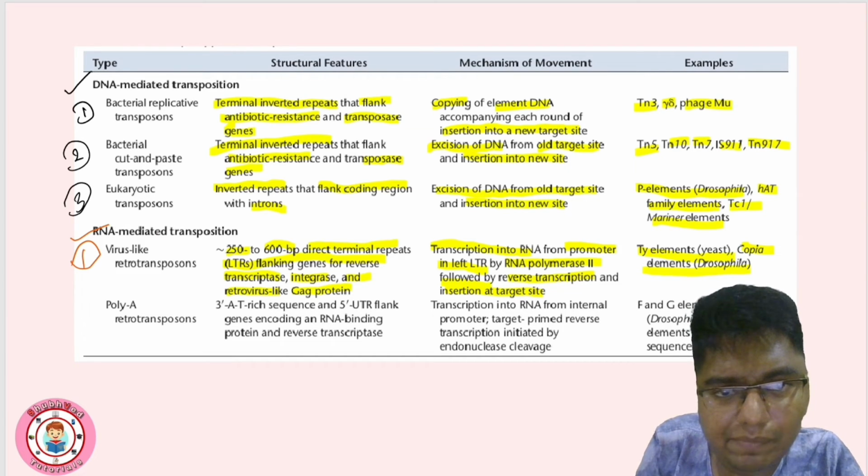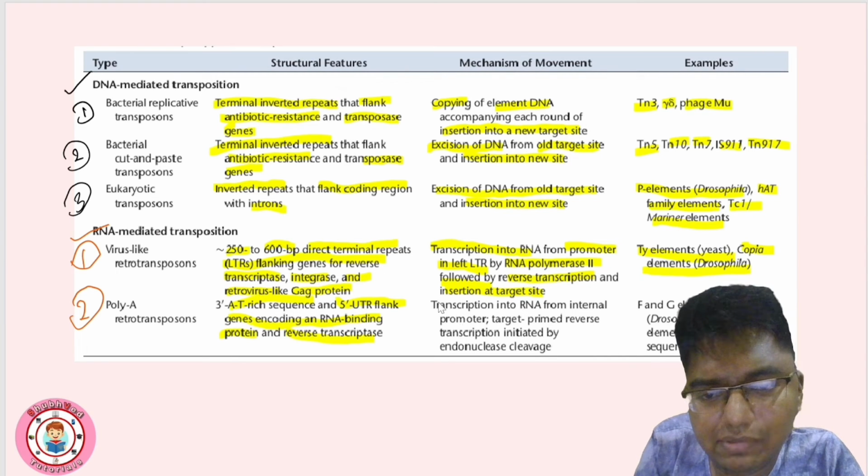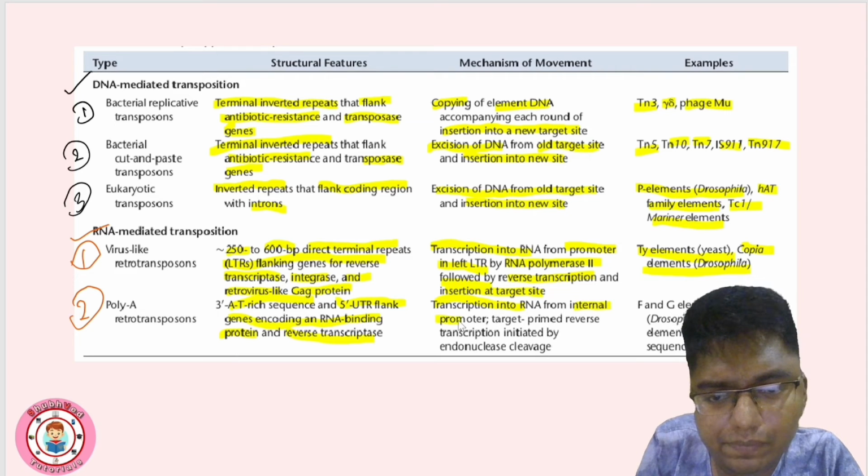Now in RNA mediated, the second type is poly A retrotransposons, meaning they have a poly A stretch, a polyadenylated tail. What are the structural features? A 3' AT rich sequence and a 5' UTR flank genes encoding an RNA binding protein. We know ORF1 and ORF2: ORF1 is an RNA binding protein, and reverse transcriptase is formed. Transcription into RNA takes place from an internal promoter. Then target primed reverse transcription, which is very important, is initiated by endonuclease cleavage. Examples are F and G elements in Drosophila, LINE and SINE elements in mammals, and Alu sequences in humans.